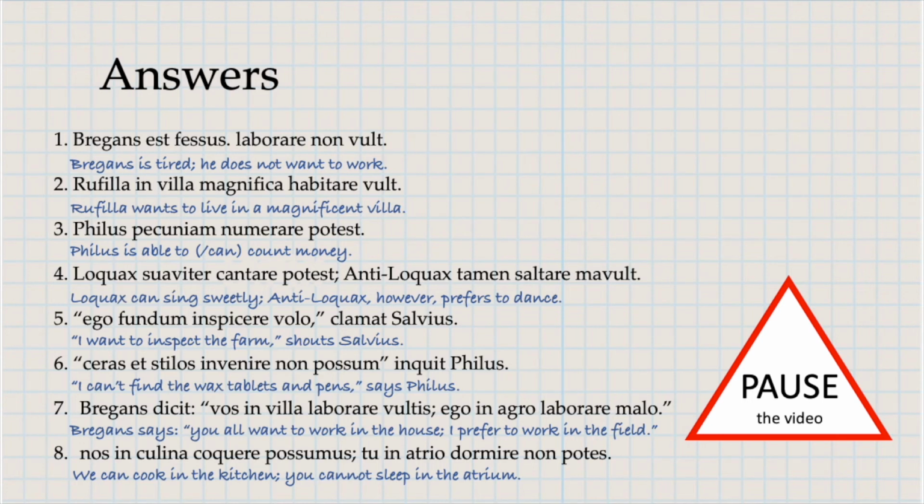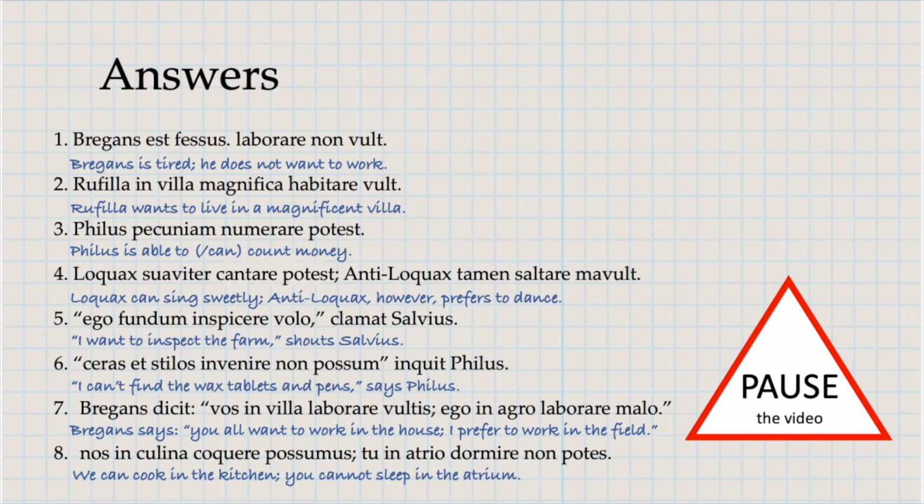Precans dicit vos in villa laborare vultis, ego in agro laborare mālo. You all want to work in the house, says Bregans. I prefer to work in the field. And finally, nos in culina coquere possumus. We can cook in the kitchen. Tu in atrio dormire non potes. You can't sleep in the atrium.